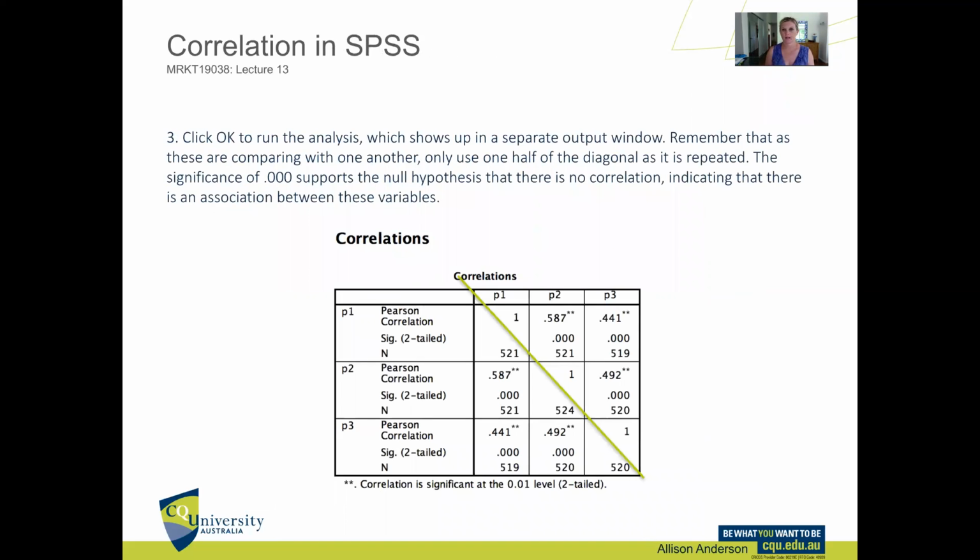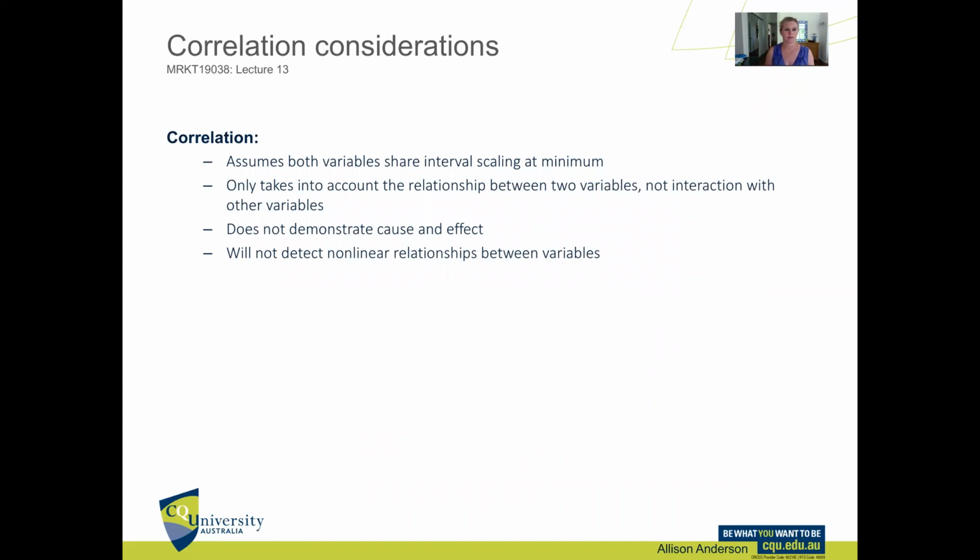And this is actually the last slide. It's important to consider these things. Correlation assumes both variables share interval scaling at a minimum. As I said, they need to be interval at least, if not ratio. It only takes into account the relationships between two variables, not an interaction with other variables. It doesn't demonstrate cause and effect, so you don't know why these things are happening, you just know that they're happening, and it will not detect nonlinear relationships between variables.